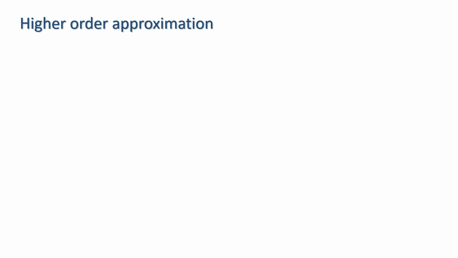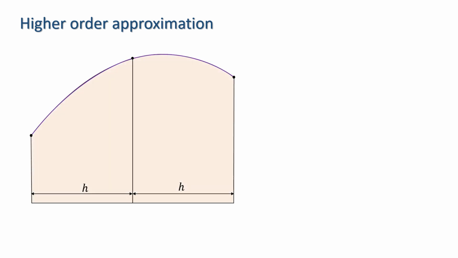One way to do this is to consider 3 points at a time rather than 2, and to fit a curve through those points. To set up a method, I'm going to take 3 points evenly spaced, again using h as the distance between points. Sticking with a polynomial type approximation, the lowest order curve that passes through 3 points is a quadratic. Let's consider the area under a quadratic function passing through the points (minus h, y0), (0, y1) and (h, y2) as shown here.